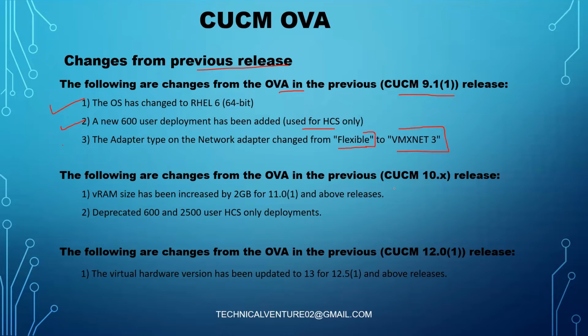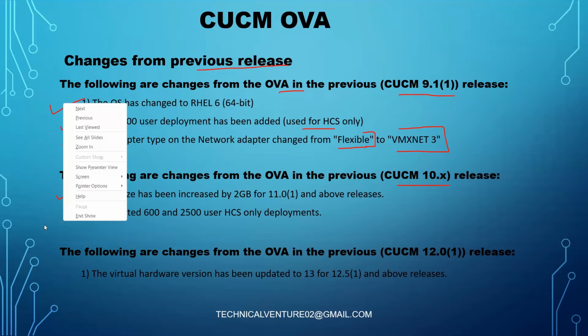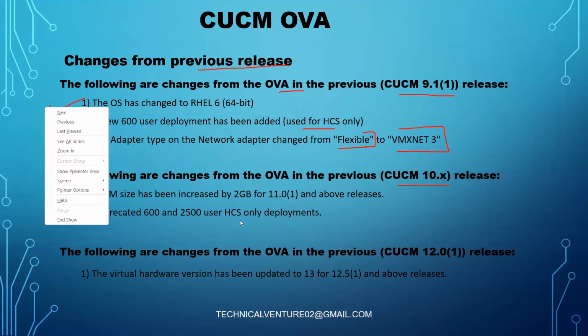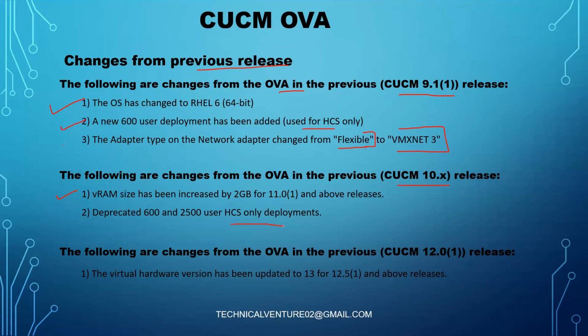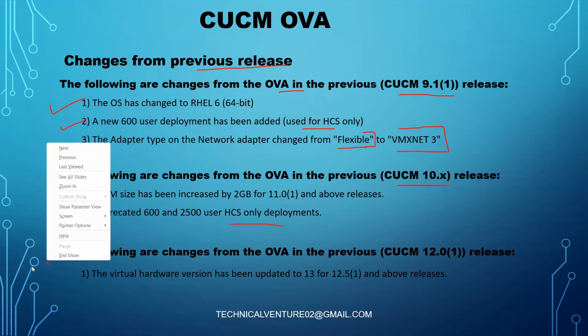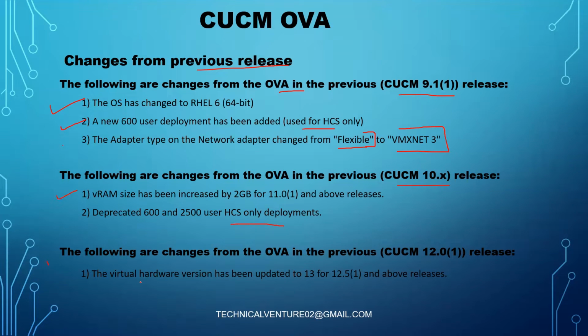And following are the changes from the previous OVA release, that is CUCM 10.x. Virtual RAM size has been increased by 2 gigs for 11 and above, and deprecated 600 and 2500 user HCS-only deployments. And this is the change from the previous release. The virtual hardware version has been updated to 13 for 12.5 and above releases.